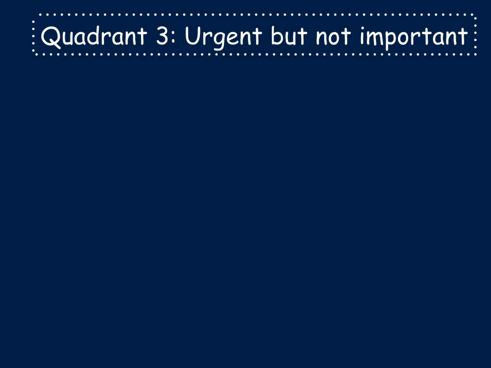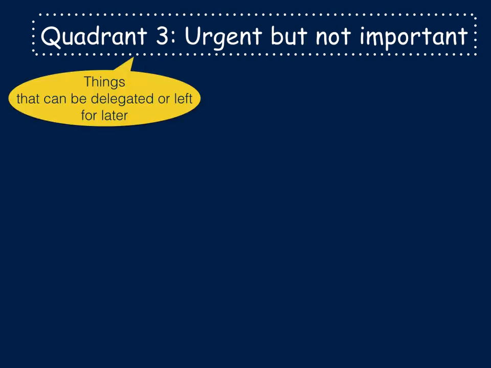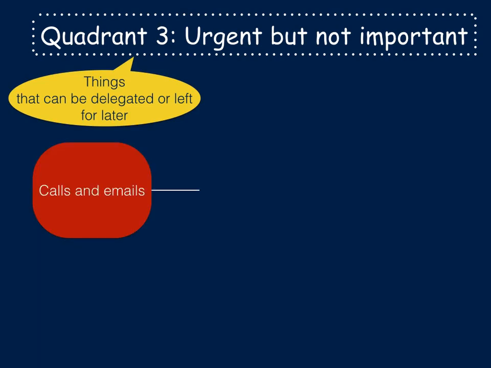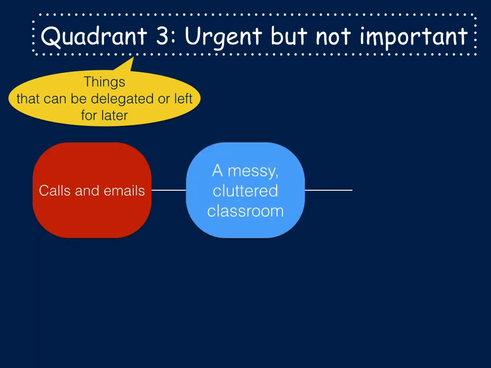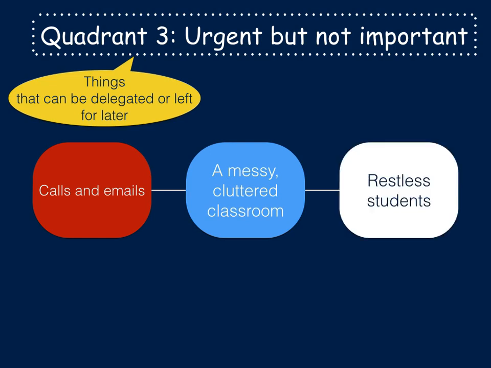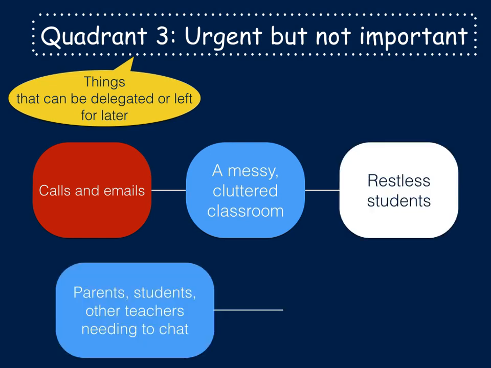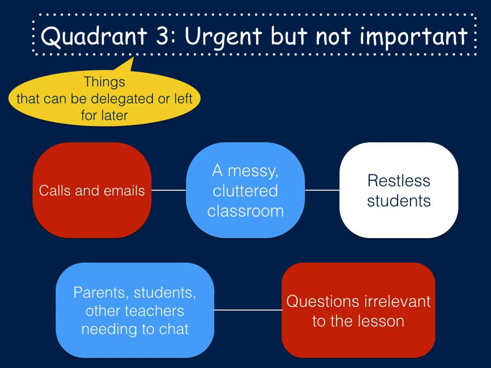Things that fall into this quadrant could involve certain calls and emails that need responses, a messy, cluttered classroom, which students can help clean up, restless students that need to be attended to, people wanting to talk about certain matters, and questions asked during a lesson that are irrelevant but still need to be answered.